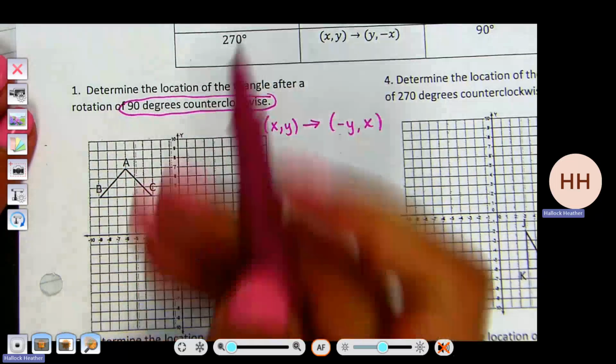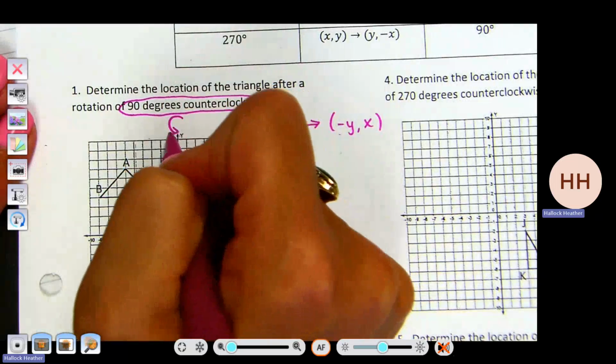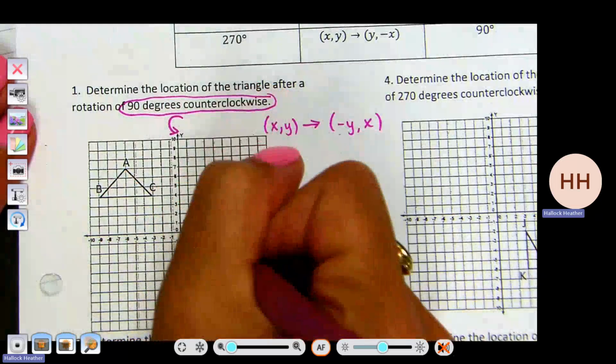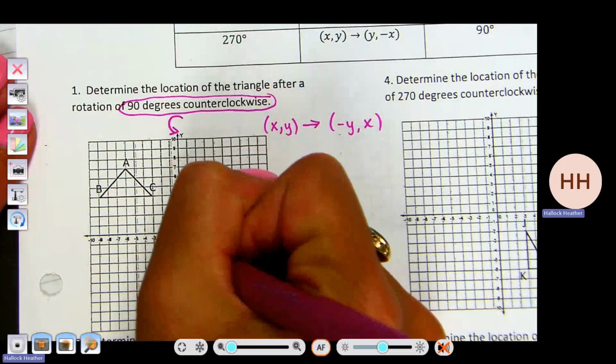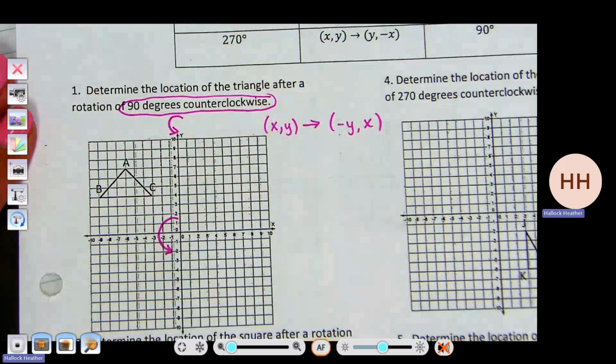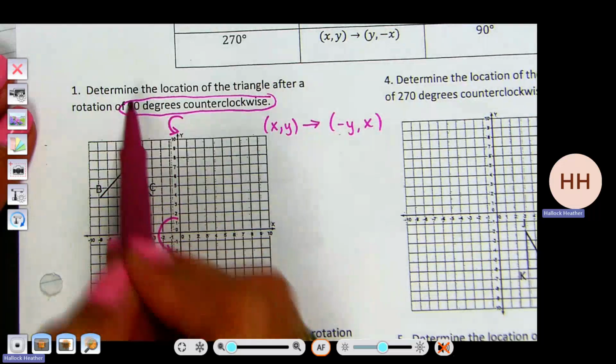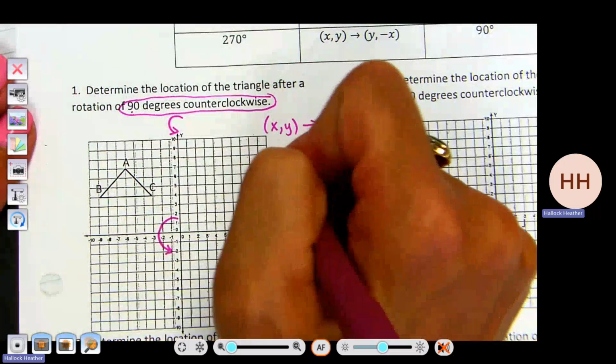So if I go 90 degrees counterclockwise, that's moving 1 quadrant to the left, sorry. So I should end up from 0, 0, somewhere in this quadrant because I'm moving 1 quadrant. 90 degrees is 1 quadrant. So what is A's coordinate point?